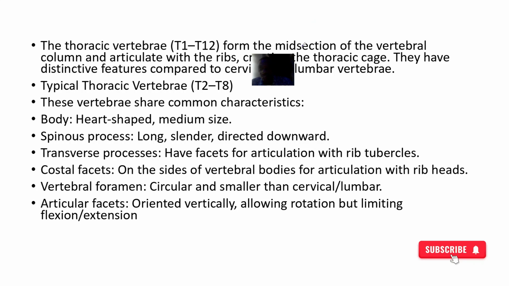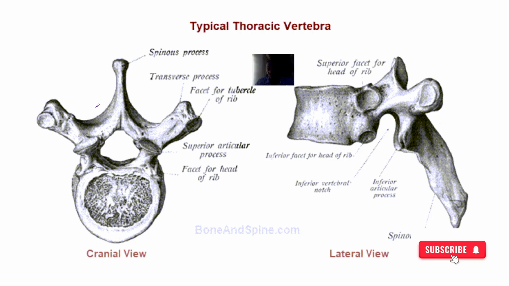They form the midsection of the vertebral column and articulate with the ribs. They create what is known as the thoracic cage. They have distinctive features, okay, compared to the cervical and the lumbar vertebrae. So the typical thoracic vertebrae are as follows. This is a typical one, right? So let's look at it.